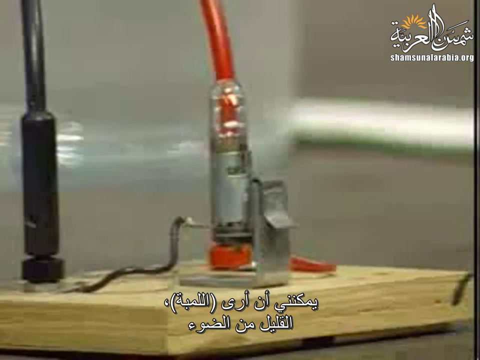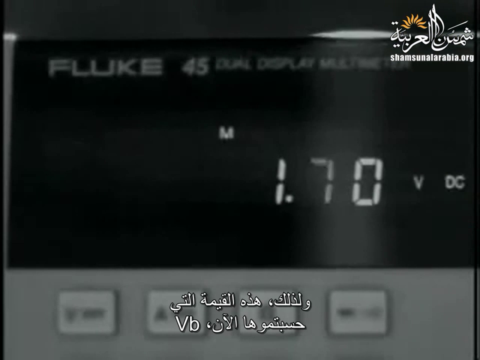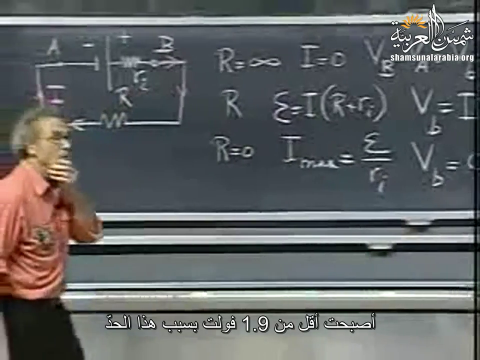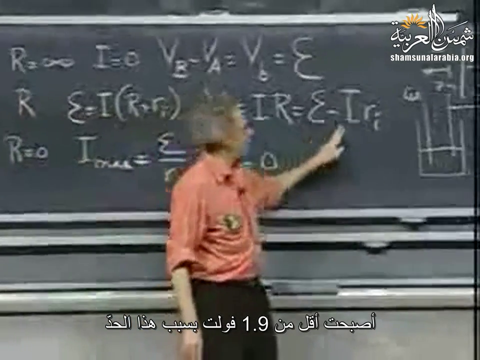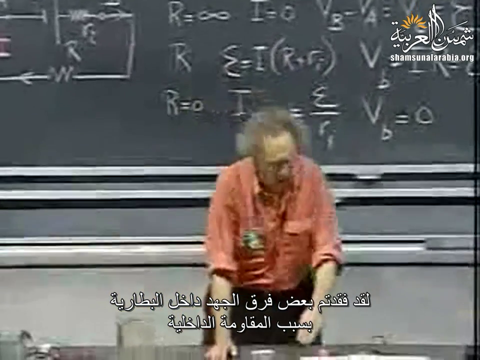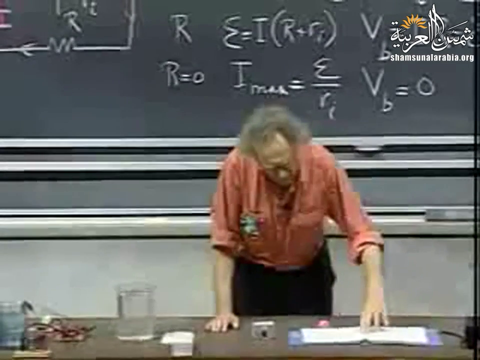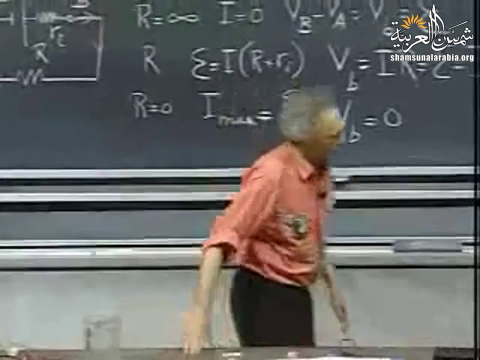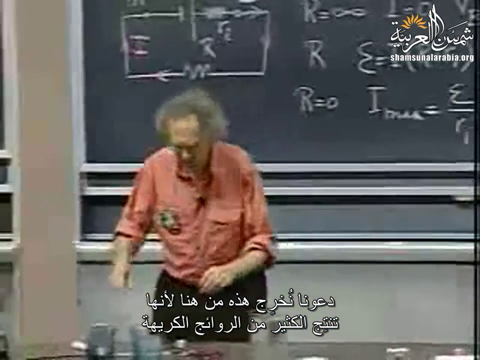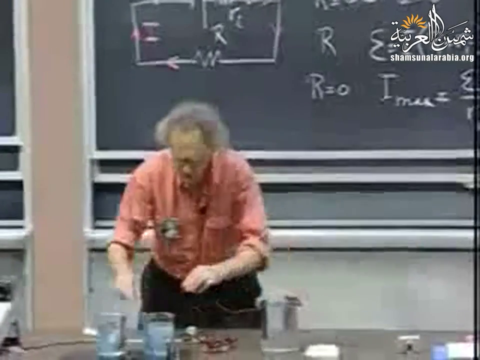I can see the light bulb, a little bit of light, and notice that the voltage goes down. And so this value that you measure now, V of B, is now lower than the 1.9 volts because of this term. You lose inside the battery through the internal resistance. You lose there potential difference. All right? So let's take this out because this produces a lot of smelly fumes.